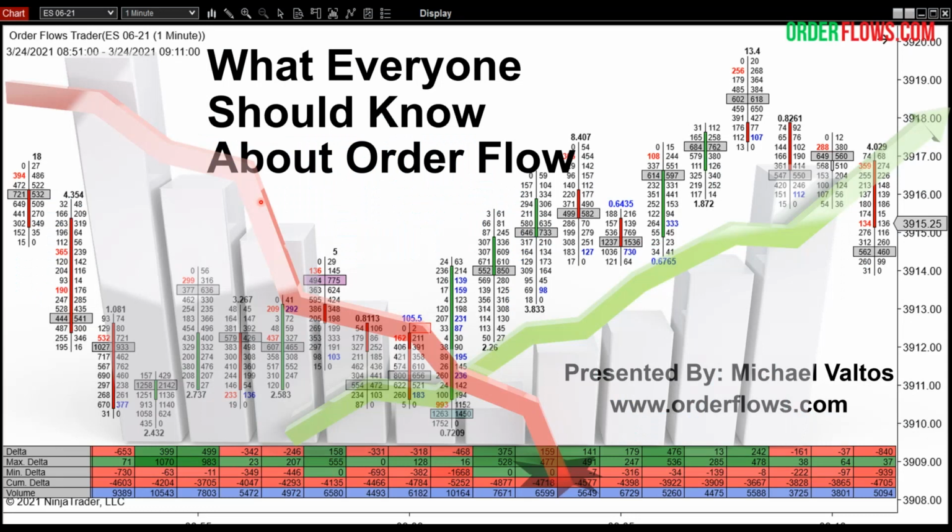The markets have been a pretty hectic week. Honestly, it seems like every week is a hectic week nowadays. And one of the things is, when the market is at such high levels, the volatility is greater, the moves are greater. So what I want to talk about today is things that you should know about order flow.